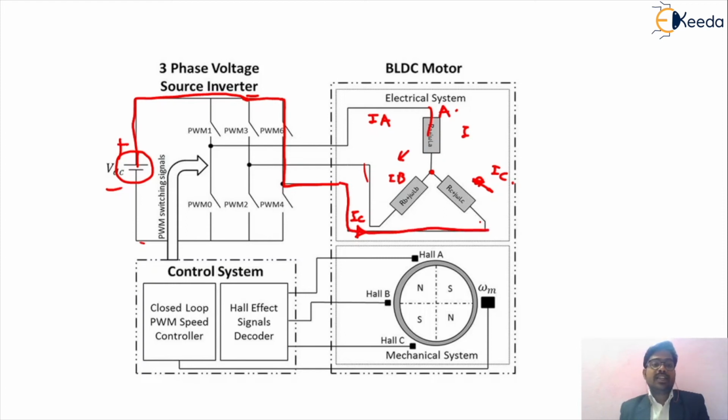But the current path, because this will be the first, and after that we have to control the second. So this current will be flowing through that particular winding, from this to this. According to that particular position, it will complete its path.